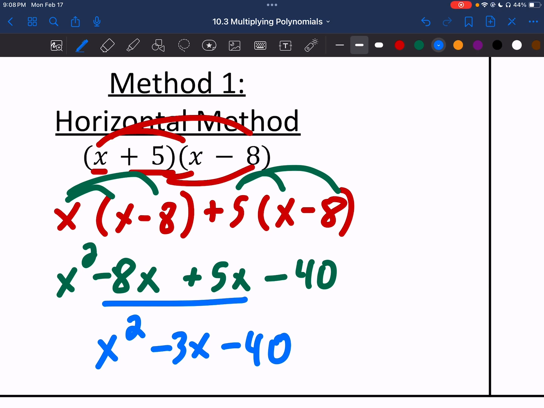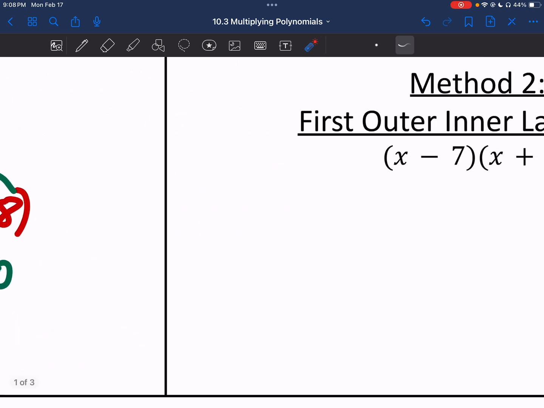Why am I showing you this method now when the next method is the one you're most likely going to use? Because I want you to be able to see how this looks when we do the distribution, so that when we come to factoring later on, when we do factoring by grouping, you'll be able to see that this x minus 8 term is a common term that they both have that we can bring out. So when we come back to this in a little over a week, hopefully you'll see factoring by grouping in a little bit different light as we find these common terms. But that's a lesson for another day.